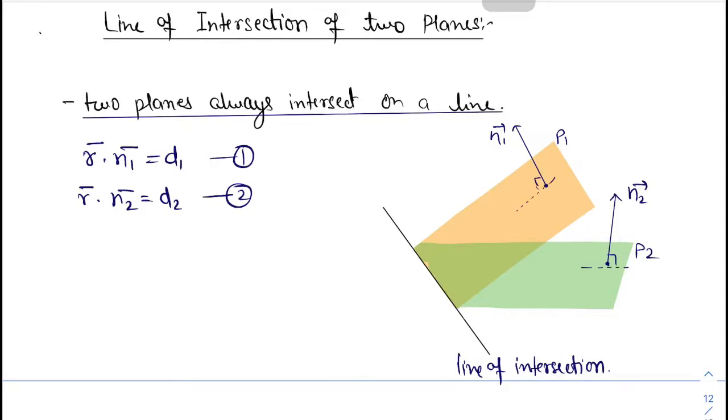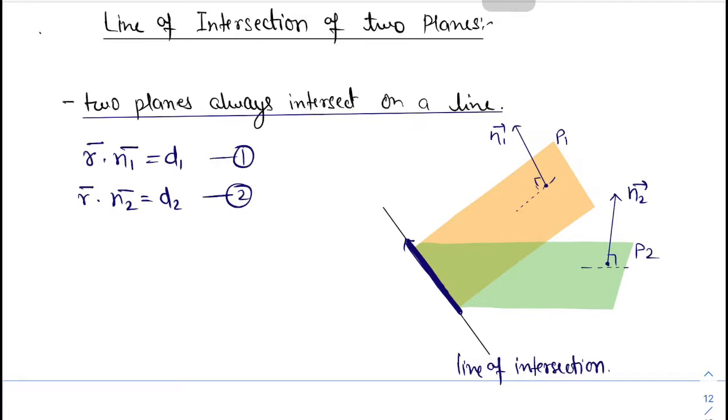It means if I draw any vector here in the plane P1, any vector in the plane P1 will be perpendicular to this n1 vector, because n1 is perpendicular to the whole of the plane P1. So it will be perpendicular to any vector which we are drawing in the plane P1. So if I consider this line of intersection to be a vector, this vector is in the plane P1 as well as in the plane P2.